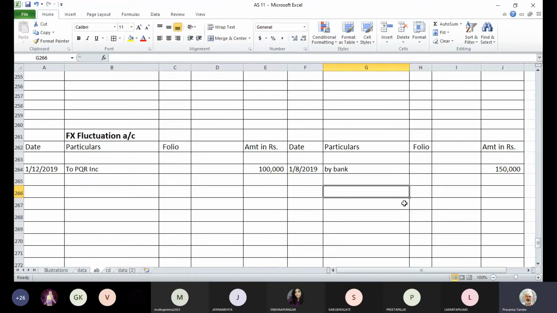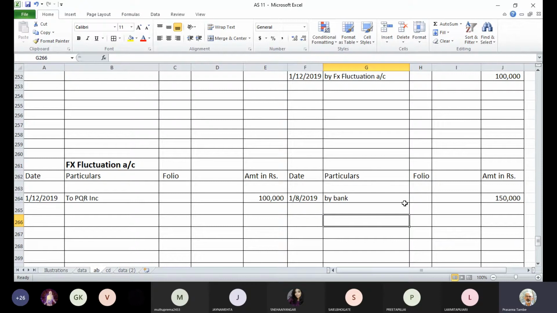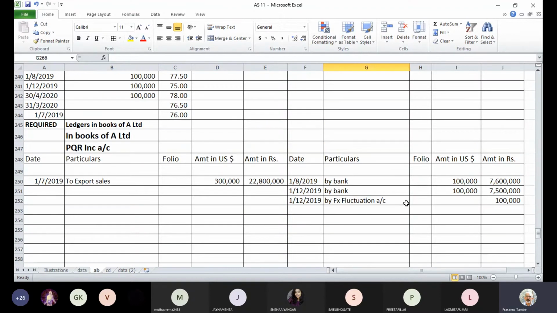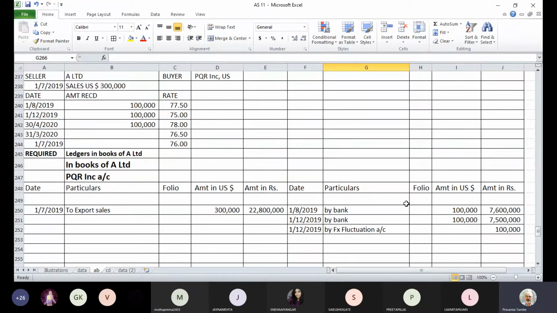So in the first transaction, we recorded a gain because the dollar rate moved up from 76 to 77.5. Whereas in the second transaction, we lost because the dollar rate has come down from 76 to 75 rupees. Now the third installment has come in the month of April, and that is 30th April 2020 at 78. But before we go to the third installment, the final payment, in between you have the end of the year on 31st March 2020. And on 31st March 2020, you still have outstanding amount with the same customer.